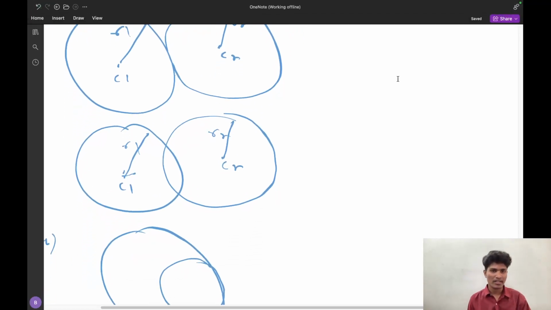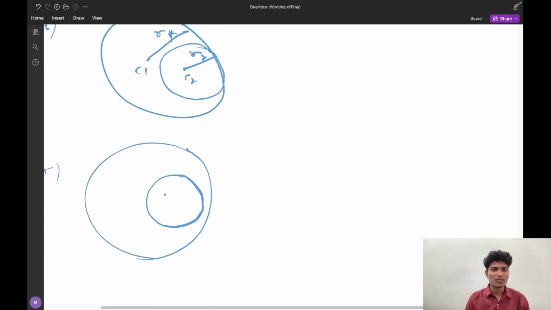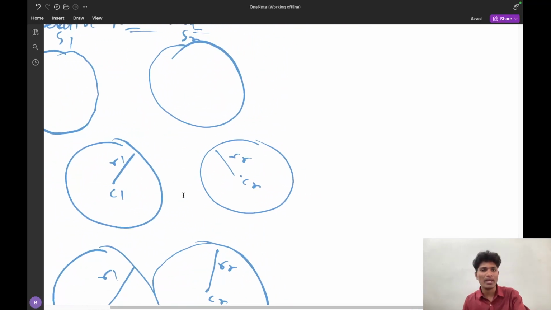This is C1, C2 and R1, R2. Now, here it is C1, here it is C2, here it is R2, it is again R2, here it is R1. And the last possibility, here it is C2 and it is R2, and this is C1 and this entire thing is R1. Now, if you see, you by yourself only you can make the conditions.